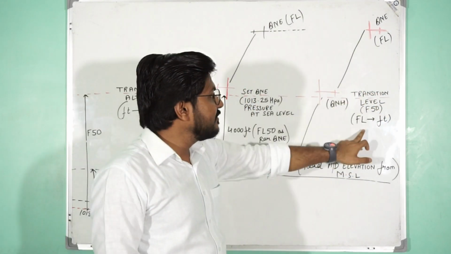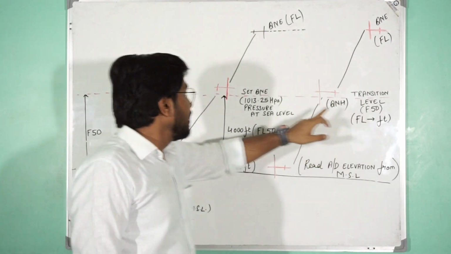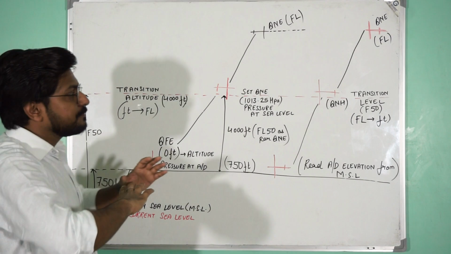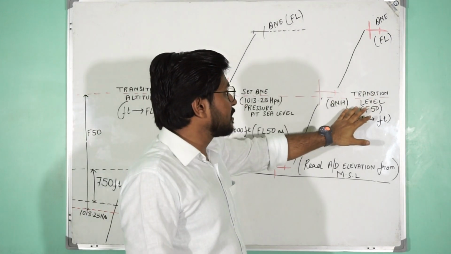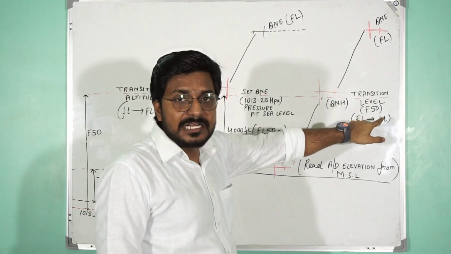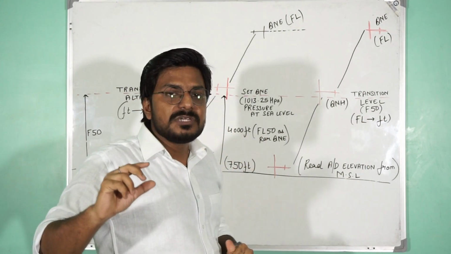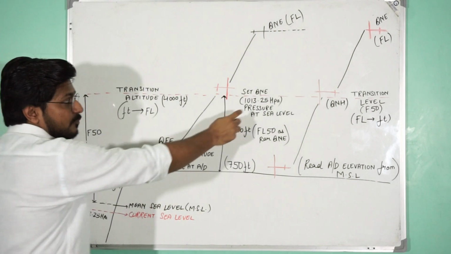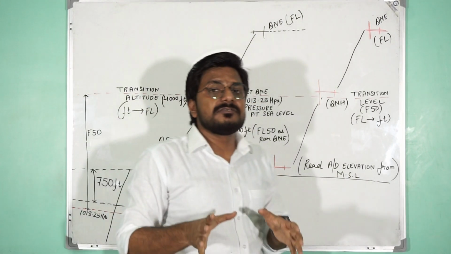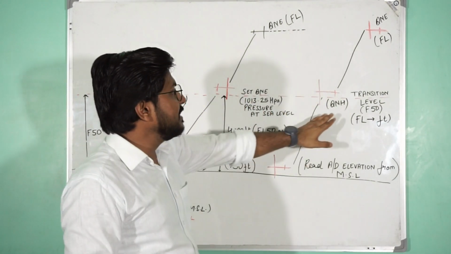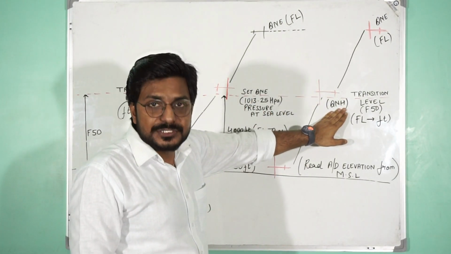So at the transition level we have to change flight level into feet, whereas at the transition altitude we have to change feet into flight level. Now this aircraft is coming down to the transition level, which is flight level 50. So here it will change its pressure datum, which was 1013.25, to QNH. Suppose right now it is 1011. So that QNH will be selected here as the pressure datum.